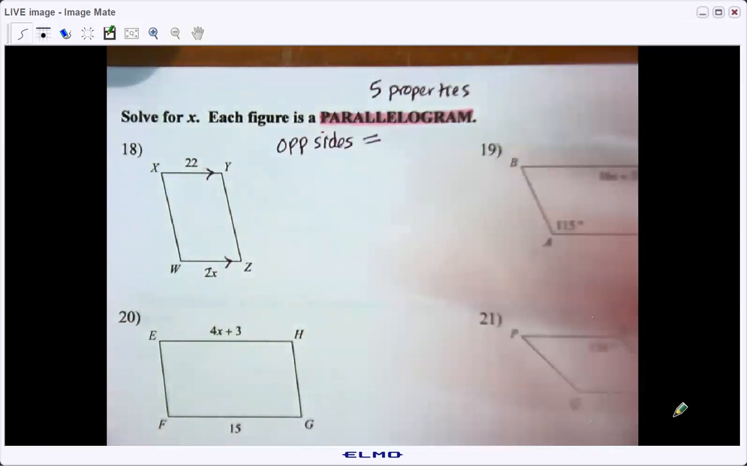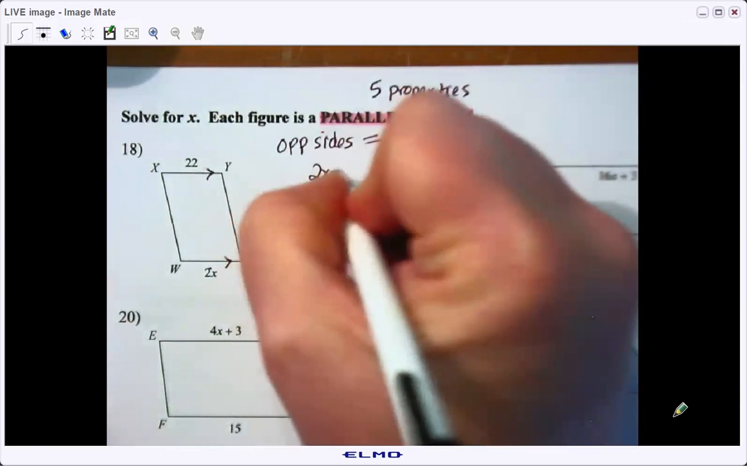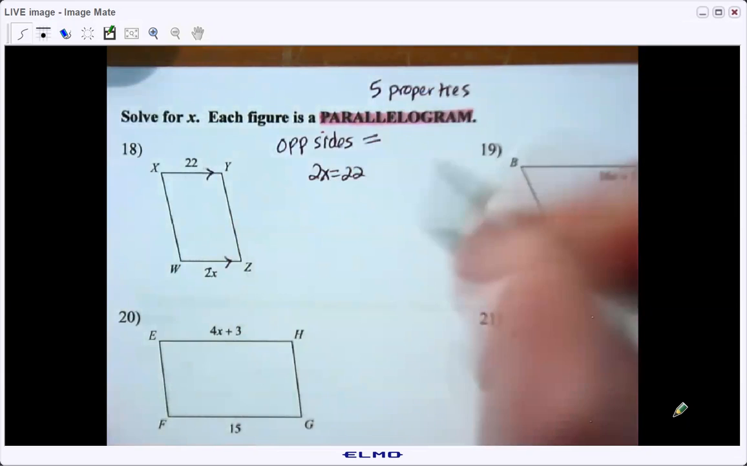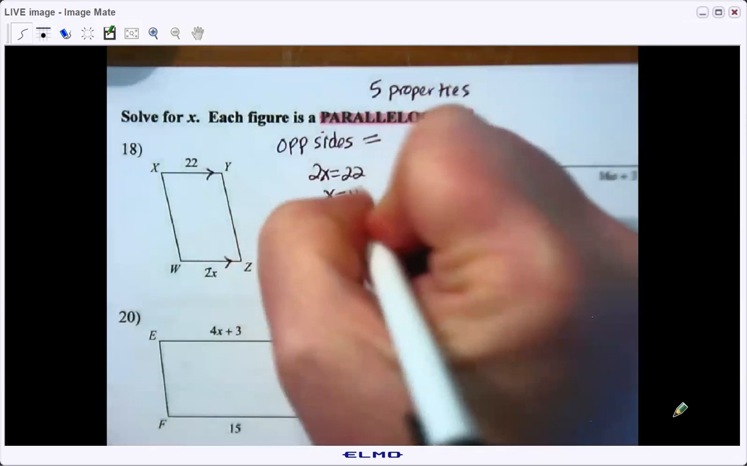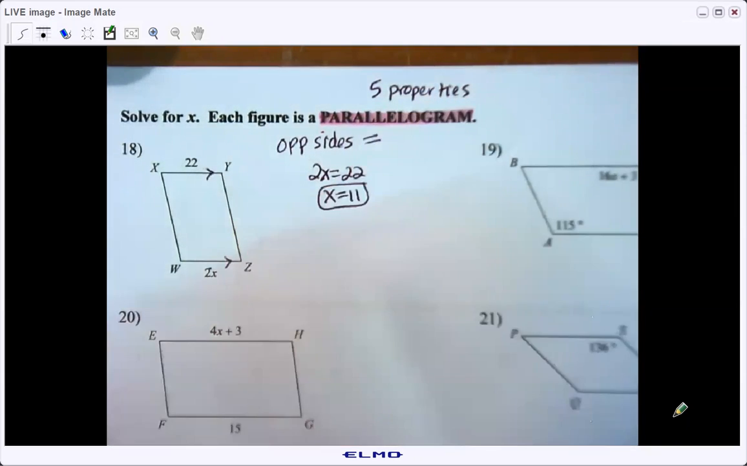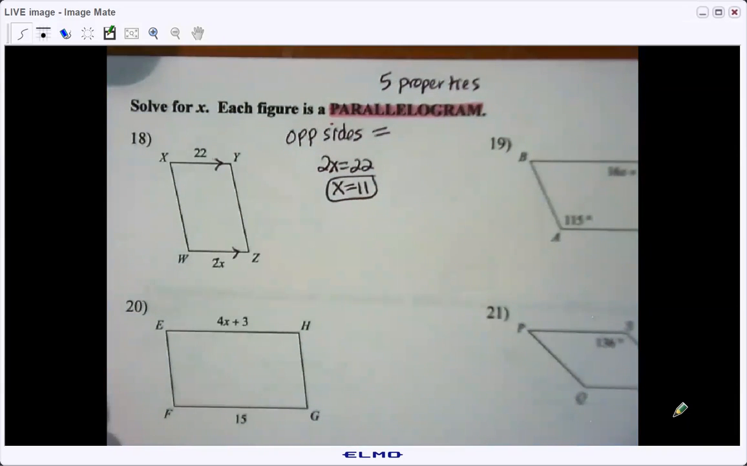x equals 11. Yep. So 2x is equal to 22, and dividing by 2, we get x equals 11. And yes, there really are some problems that easy. Okay. Not supposed to be super hard all the time.